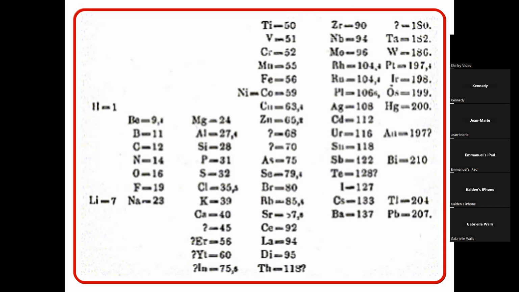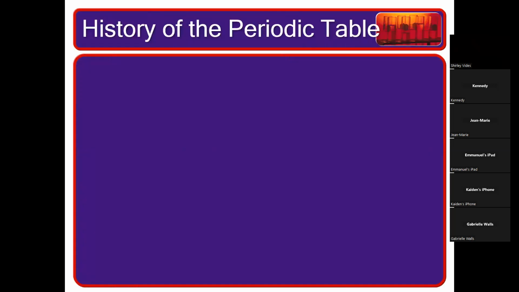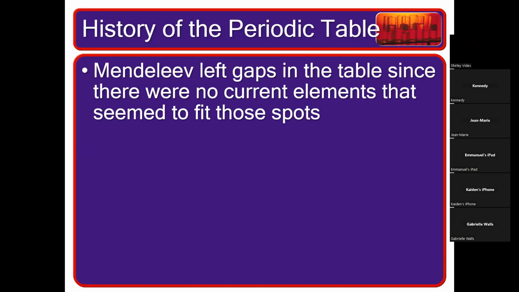And he actually even left some blanks for elements that hadn't been discovered. And when they were discovered, they fit perfectly in there because he knew that the progression was so perfect that something had to be there. So he left a blank.